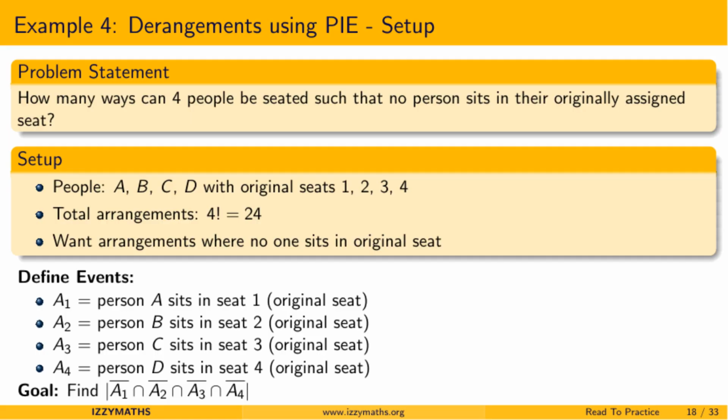Let's define events. A1 equals person A sits in seat 1, A2 equals person B sits in seat 2, A3 equals person C sits in seat 3, and A4 equals person D sits in seat 4. Our goal is to find the absolute value of A1 bar intersection A2 bar intersection A3 bar intersection A4 bar.